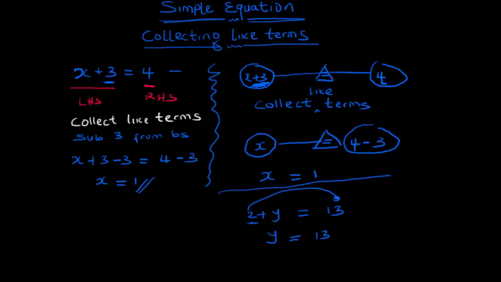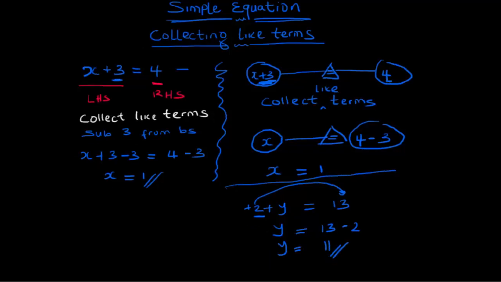What's the sign of 2? Remember, there is no sign in front of it, so I told you that it has a plus. So if it crosses to the other side, it becomes what? Minus. So I have minus 2. 13 minus 2 is what? 11. So y equals 11. Now let's take it a step higher.